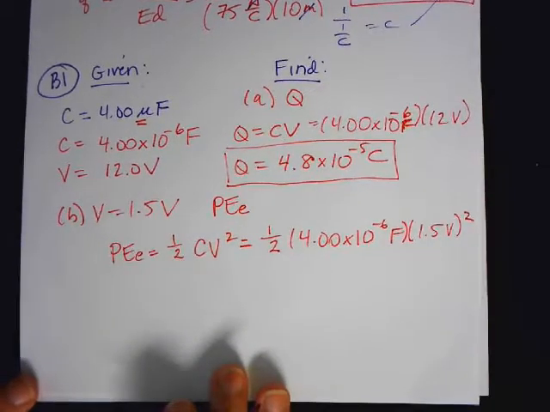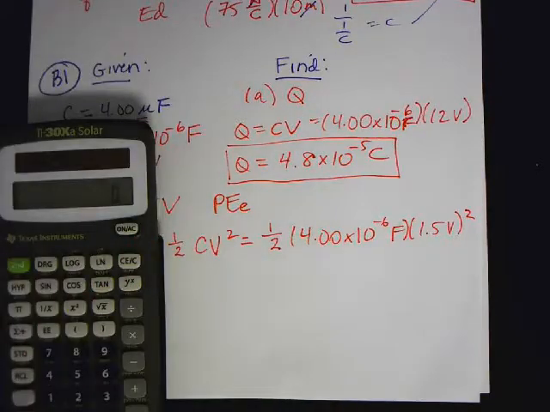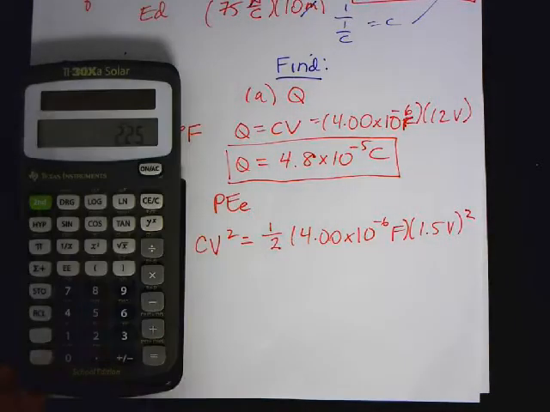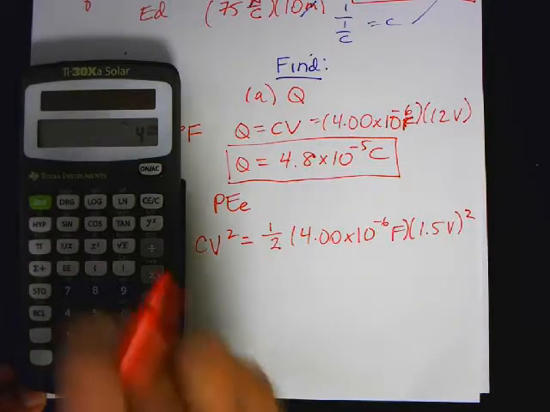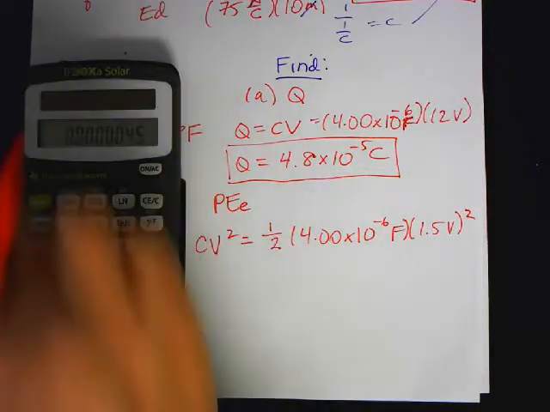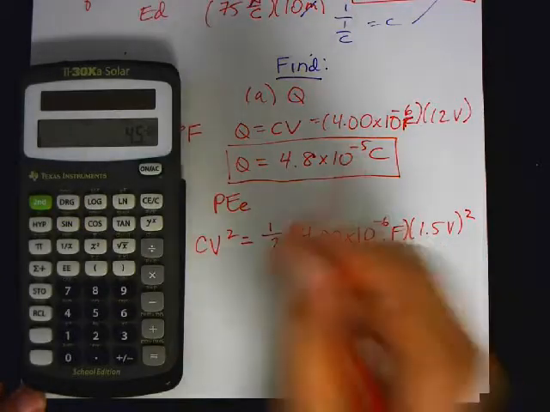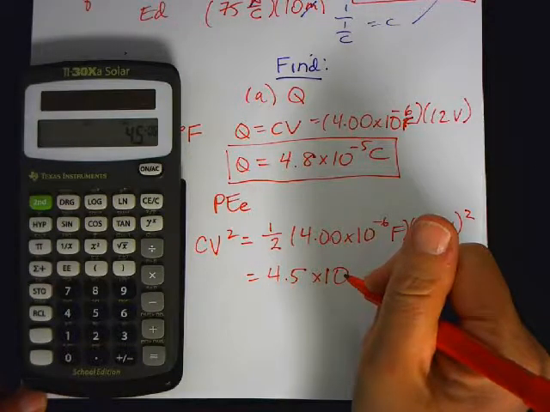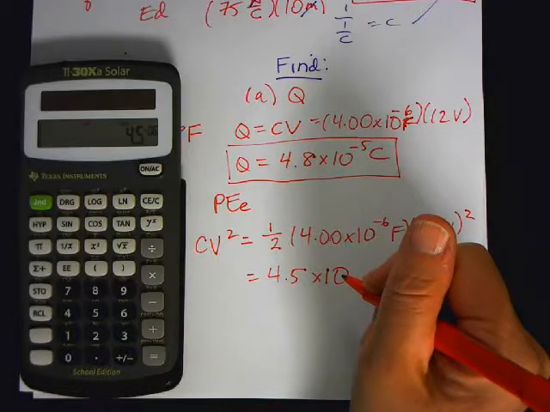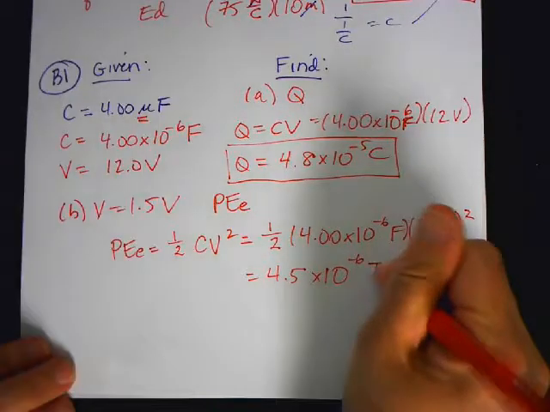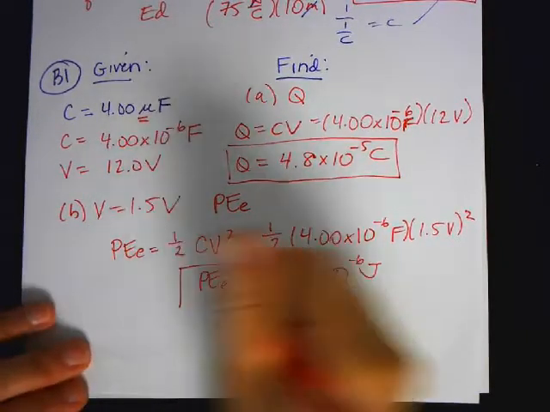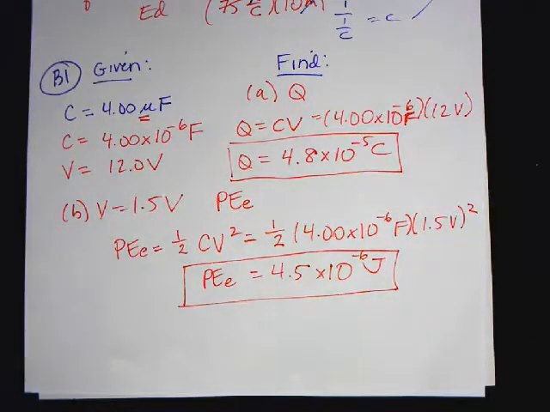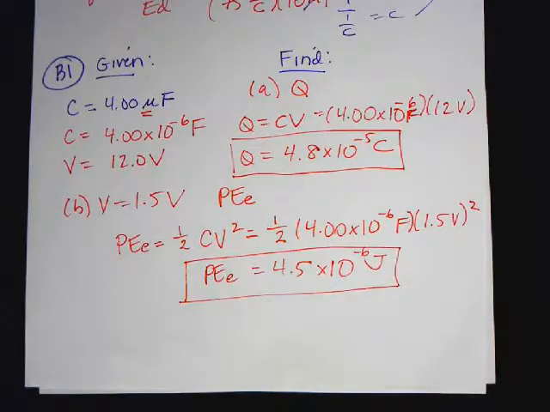So if I do this on my calculator, I can say 1.5 squared times 4EE minus 6 equals, divided by 2 equals, and then I'll press second SCI, and so this is equal to 4.5 times 10 to the negative 6 joules. And that's it. Okay.